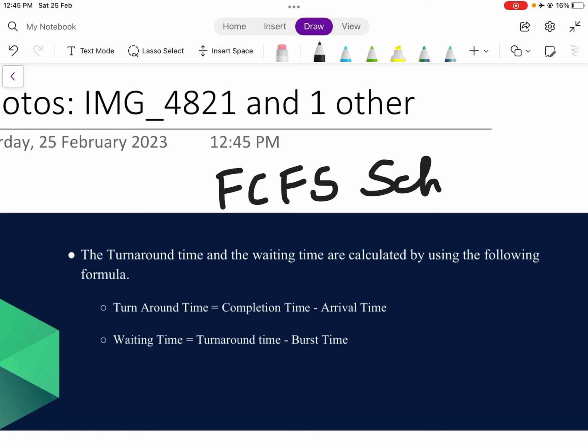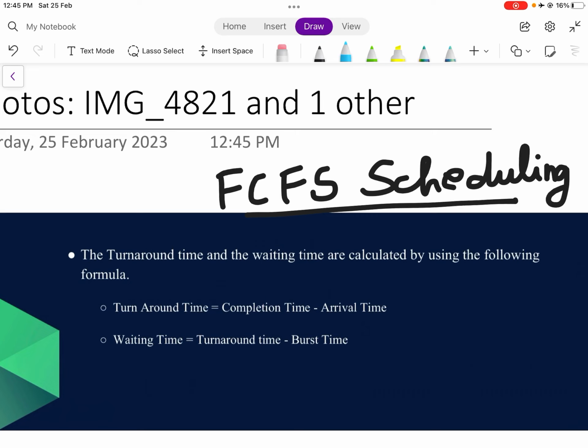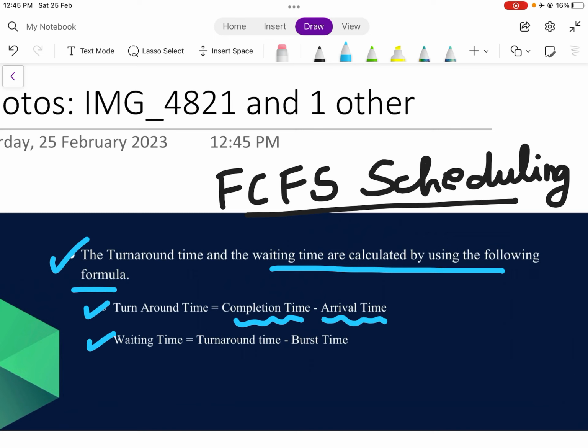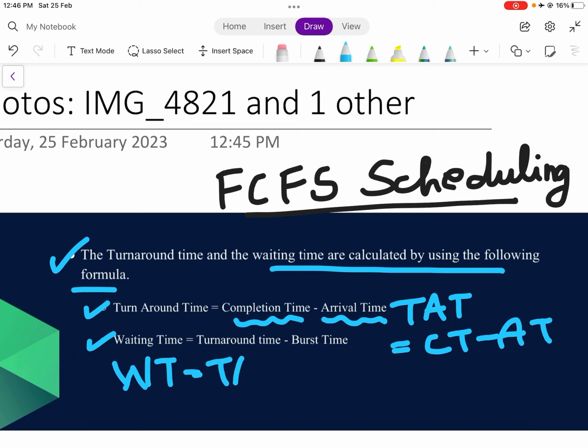FCFS scheduling. So this we have already done in the previous video, but we'll just see. The turnaround time and waiting times are calculated by using what formula? Turnaround time is completion time minus the arrival time. We write it as TAT is equal to CT minus AT, and waiting time WT is equal to TAT, turnaround time, minus the burst time.